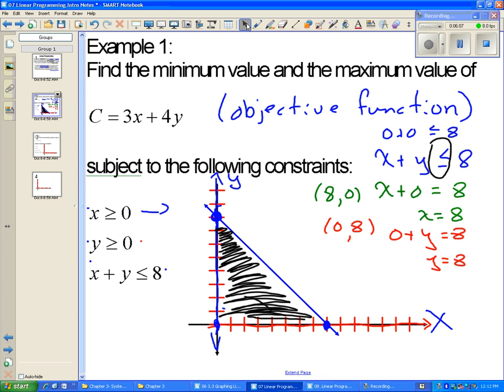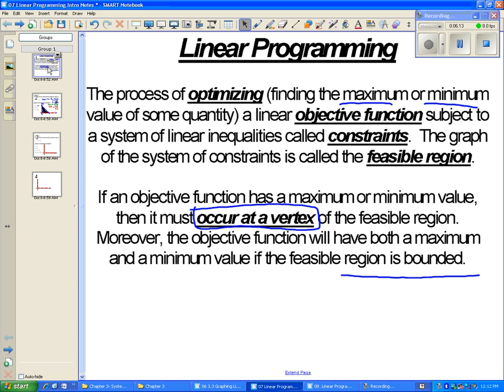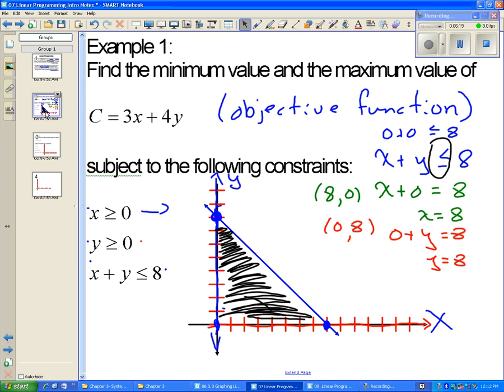Where are my notes? And if we go up a page, this is my feasible region. The feasible region is what I shaded in black that is bounded by the blue line, the x-axis, and the y-axis. This is my feasible region.